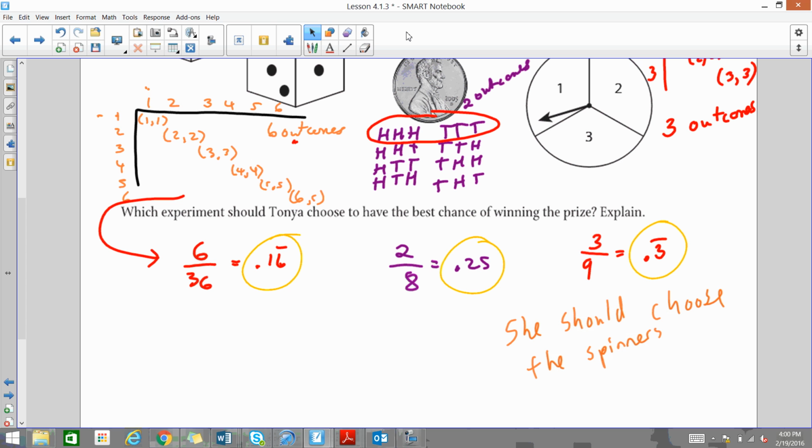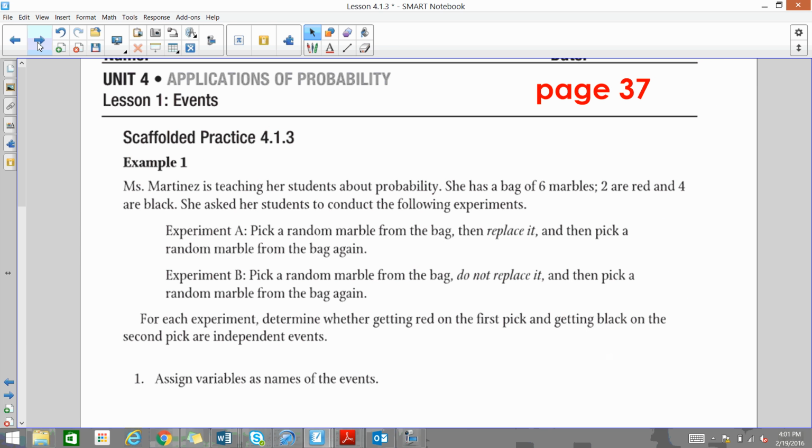Even though there were more outcomes that were good, your sample space is so much bigger when you roll a die compared to flipping coins or spinning some spinners. So this is kind of getting us to start thinking about different outcomes and different probabilities. So with that said, let's go to page 37.